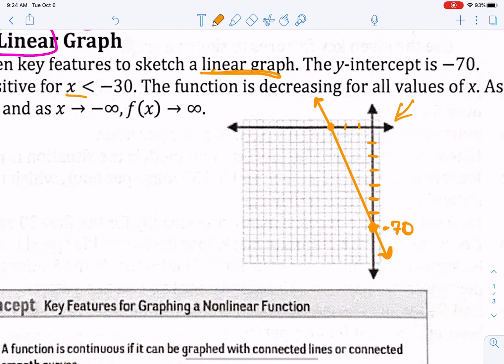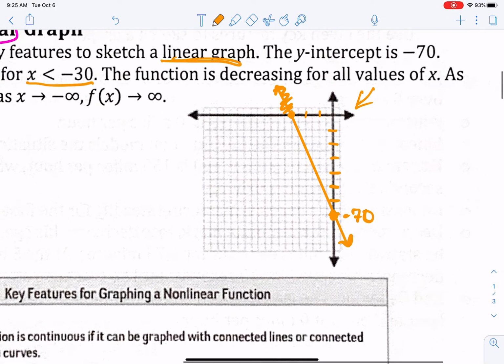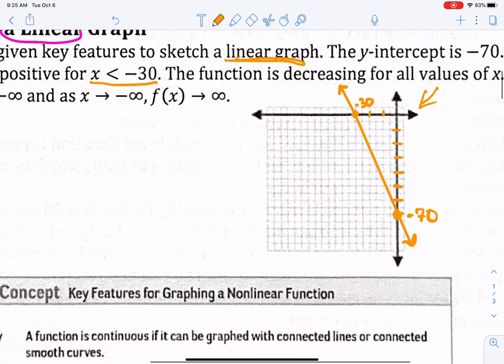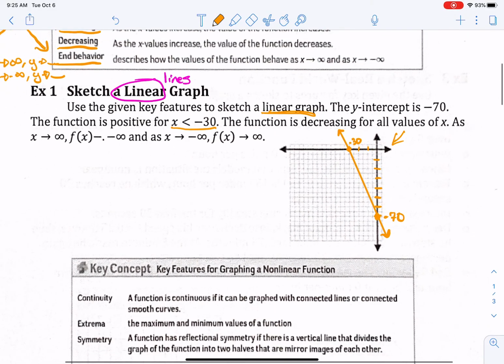So we said x has to be less than -30 is where it's positive. So this little branch right here is above the x-axis on the left side of -30. Okay, I'll mark this as -30. The function is decreasing for all values of x. It's going downhill. And it says as x goes toward infinity, that means to the right, as it goes to the right, it should be an arrow. f of x is going toward negative infinity. Okay, that's this part down here.